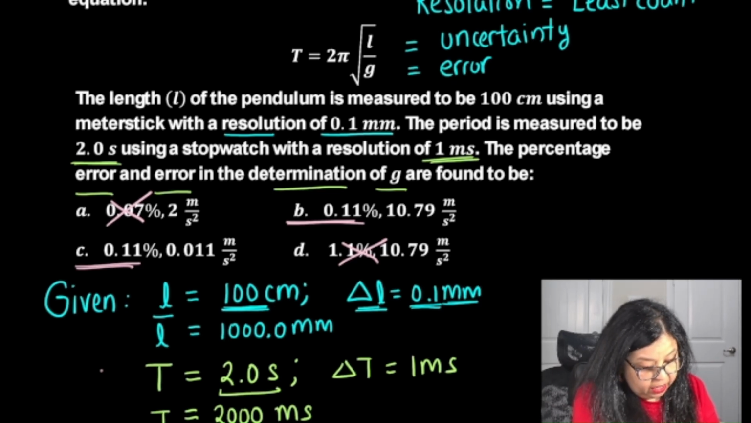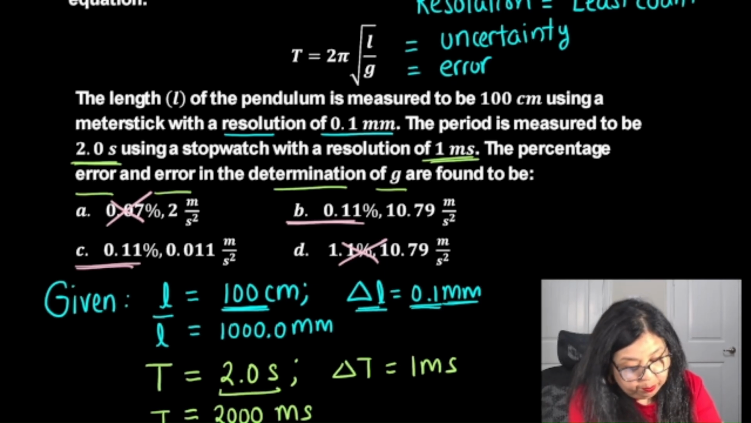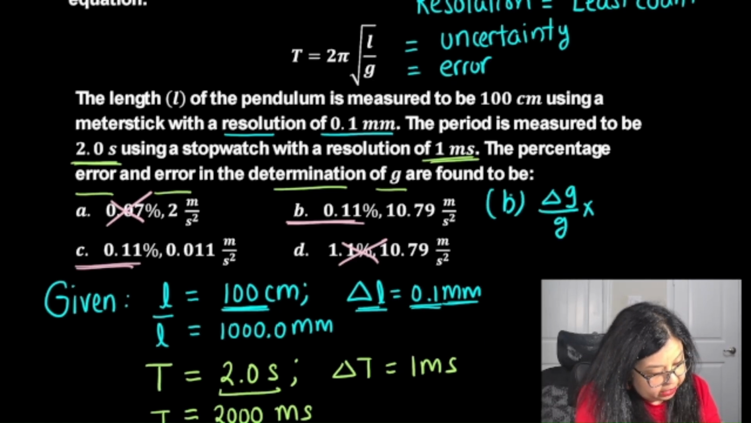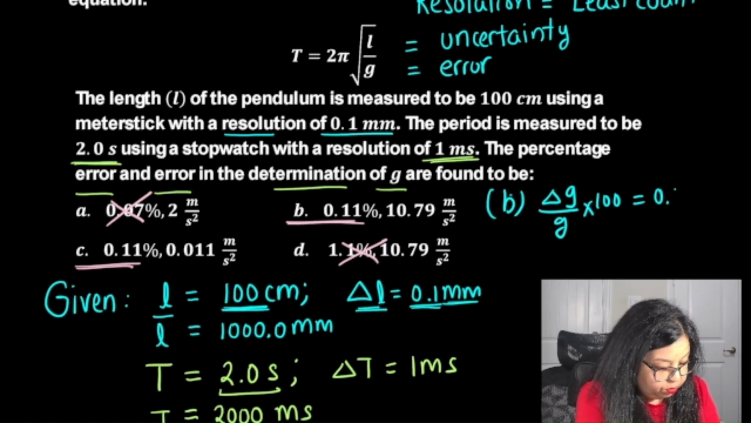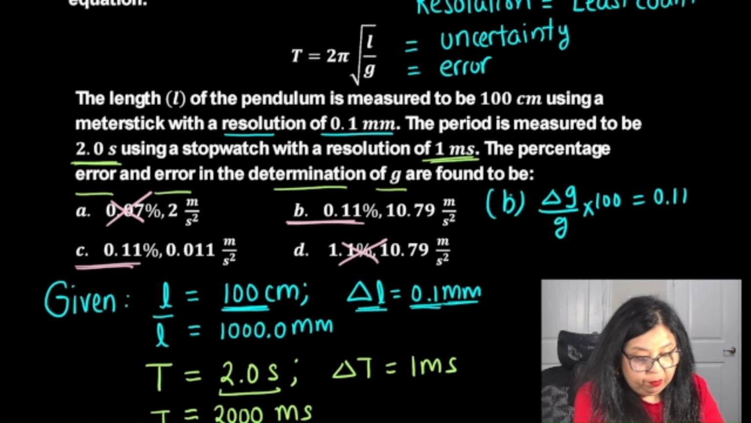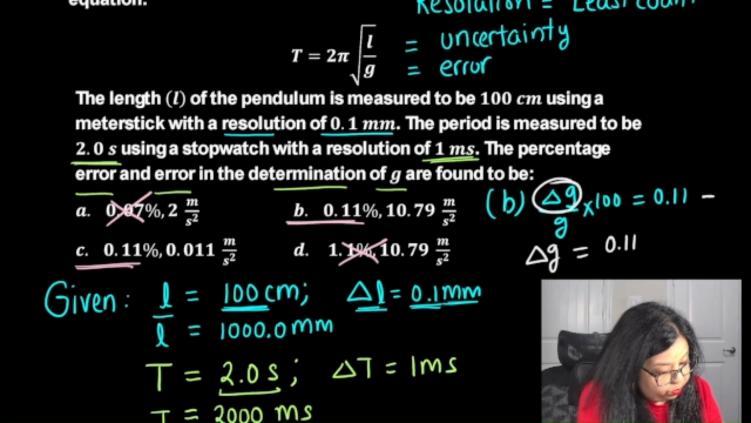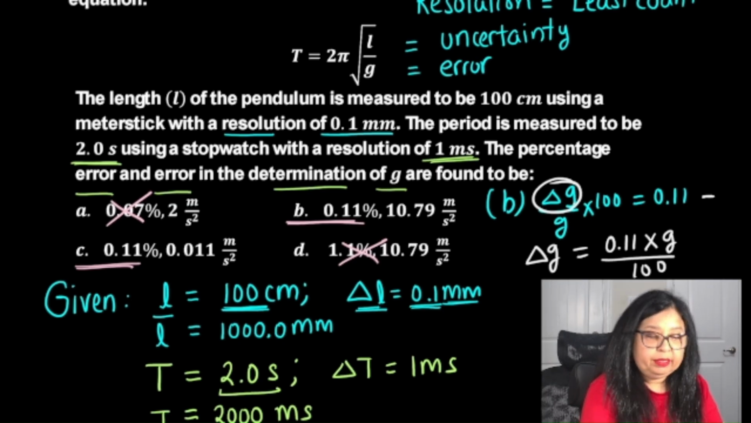Now, to solve for part B, let me write it over here. We have solved for delta G over G times 100 to be 0.11. From here, we are asked to solve for delta G now. When we solve for delta G using this equation, what do we get? 0.11 times G divided by 100, correct?